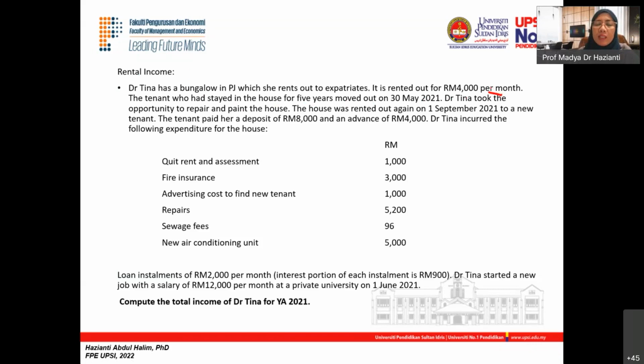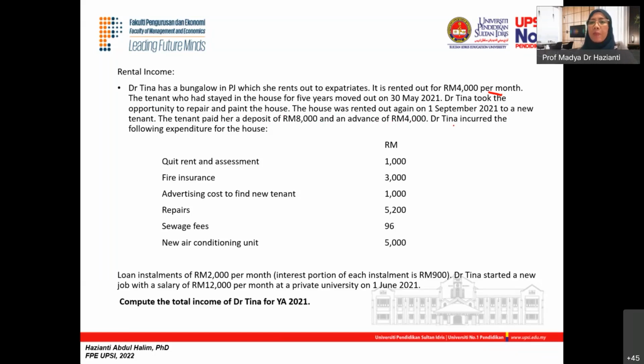You have to be really careful because it happens many times. The figure I give is per month, but when calculating, they don't multiply by 12 months, they take only 1 month. So that's not allowed. Here you have to look at the date. So 4,000 per month. The tenant who stayed in the house for 5 years moved out on 30th May 2021. Dr. Tina took the opportunity to repair and paint the house. The house was rented out again on 1st September 2021 to a new tenant. The tenant paid her a deposit of 8,000 and an advance of 4,000.